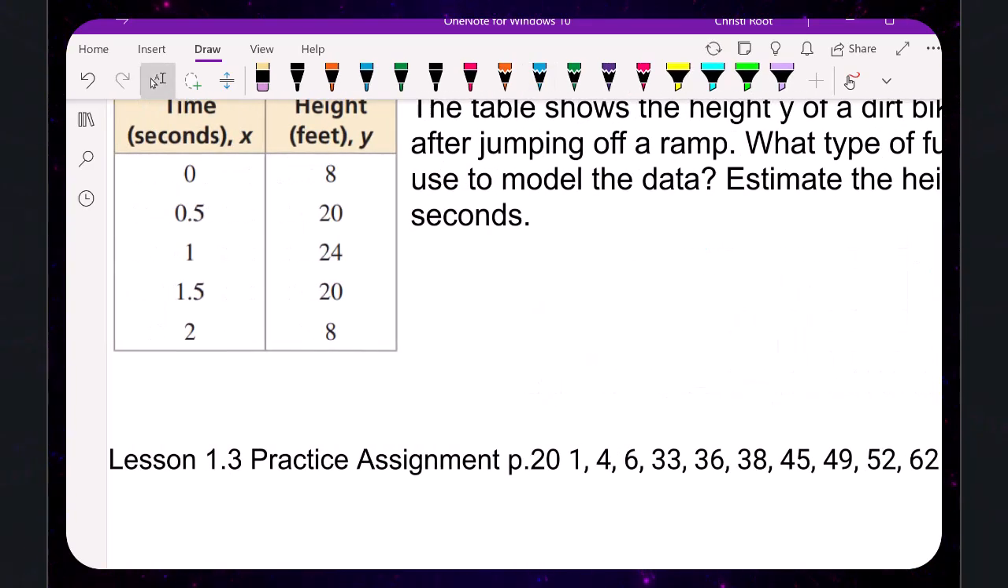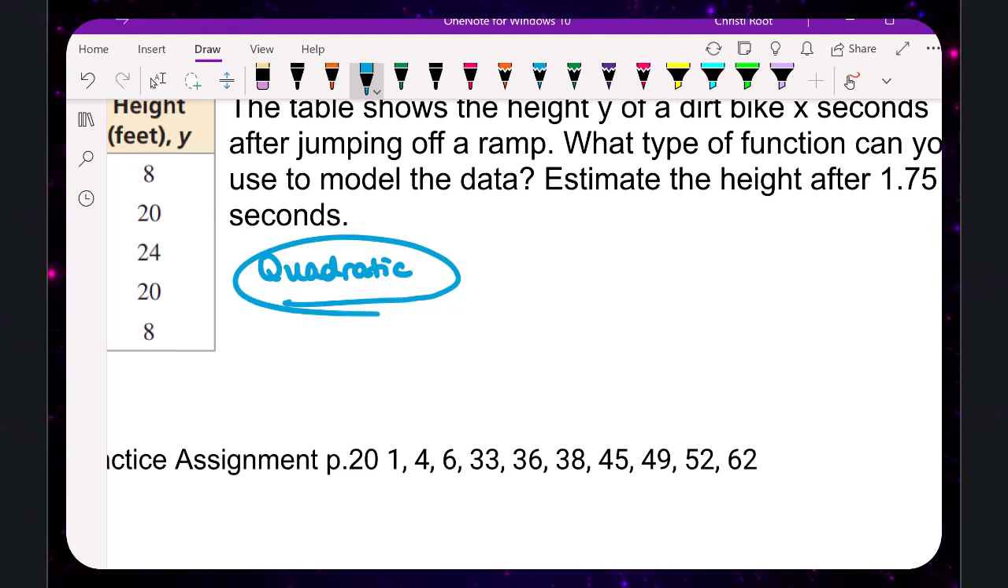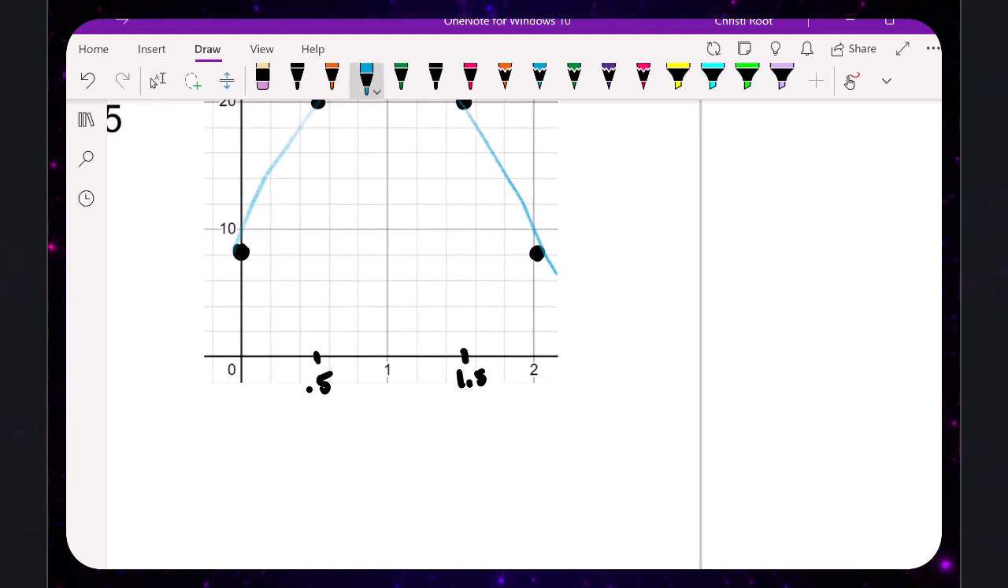So I know that this is going to be a quadratic. We don't know how to do this yet, but if I wrote an equation, it would be like y equals x squared with some modifications to it. Then it says to estimate the height after 1.75 seconds. Well, if that's 1.5, it's going to be halfway between that and 2. So it's going to be about right here.